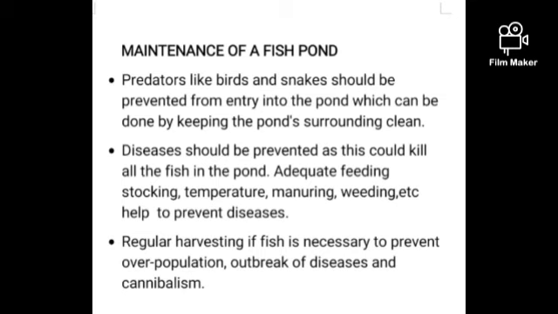Regular harvesting of fish is necessary to prevent overpopulation, outbreak of disease, and cannibalism. Cannibalism is when they feed on each other. So if regular harvesting is done to prevent overpopulation or overcrowding, disease outbreak can be minimized or prevented, and cannibalism can also be prevented.